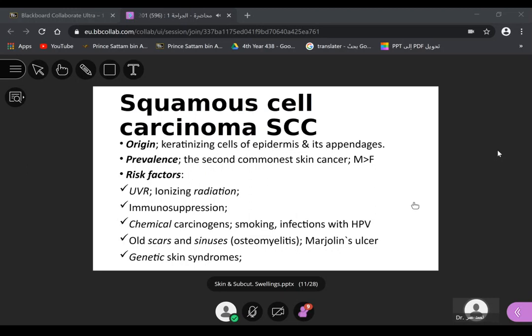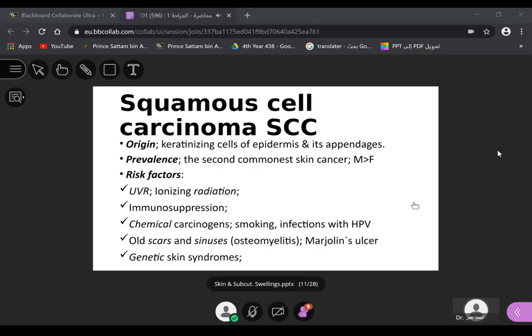The second type of skin cancer is squamous cell carcinoma, and this usually arises from the keratinized cells of the epidermis and its appendages.